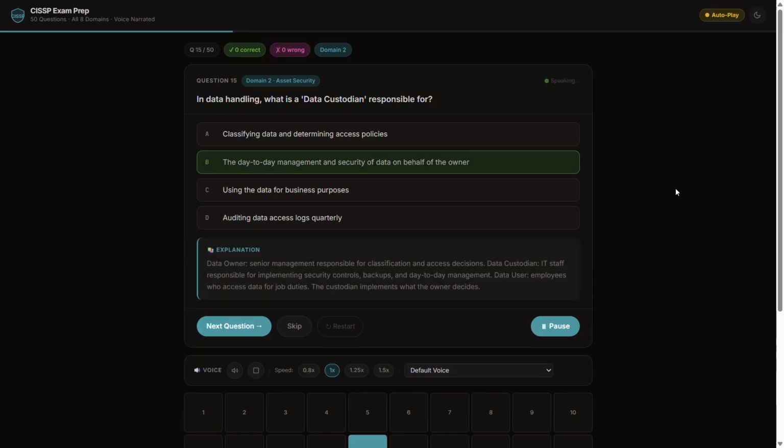Correct answer: B. Data owner, senior management responsible for classification and access decisions. Data custodian, IT staff responsible for implementing security controls, backups, and day-to-day management. Data user, employees who access data for job duties. The custodian implements what the owner decides.